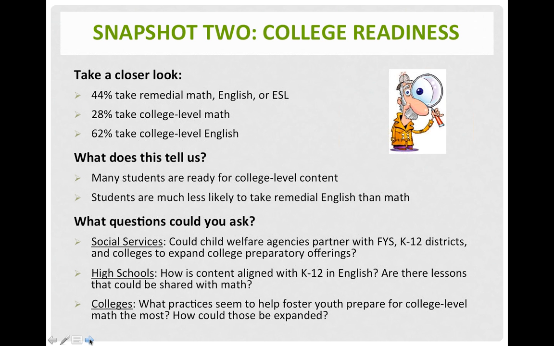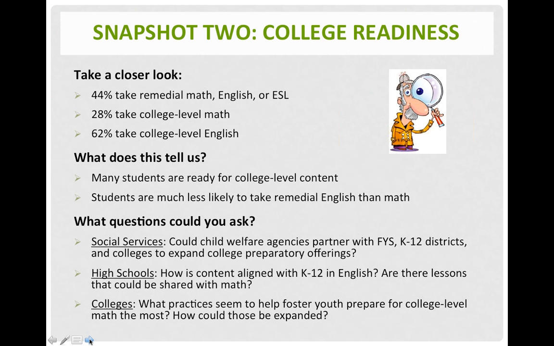From these, you see that we still have a pretty low number of students that are making it to college level math, so less than a third. But you're seeing a really strong success rate for students making it to college level English. Almost 2/3 of students are making it there. So this could lead you to a number of questions. One thing that a social service agency could do is say, okay, how could we partner with K-12 districts and colleges to expand college preparatory offerings? Because although 44% is a lot better than the other college, you still might want to do better than that.